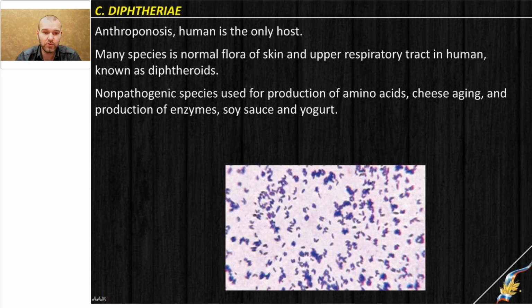Corynebacterium is widely used in the food industry because of high fermenting activity. Some species are used in the production of cheese and yogurts, or they can be used for production of important amino acids or some enzymes.